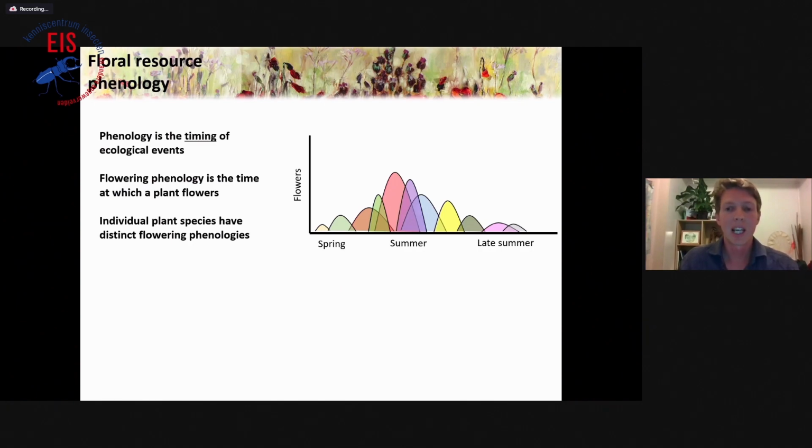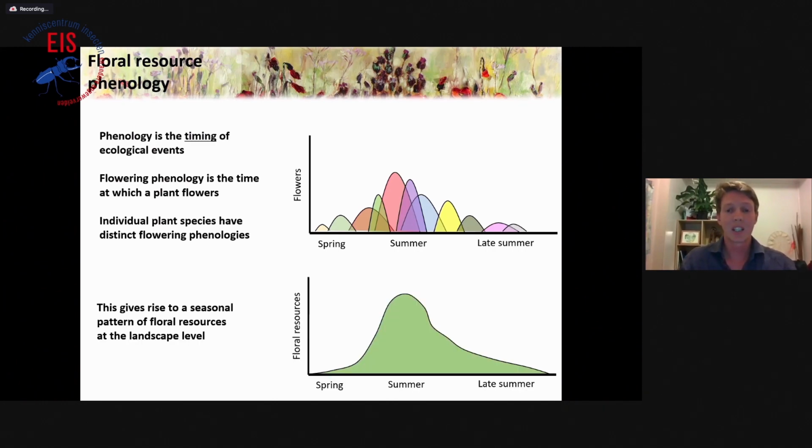This may be early, it may be late, it may flower for a very short period of time and produce lots of flowers, or it may provide fewer flowers over a longer period of time. So there are lots of different variations in the phenology of each individual plant species. When we sum all of these together at the community level, this gives us a seasonal pattern of floral resources at the landscape level. This is what is relevant to most pollinators, particularly generalist pollinators like bumblebees. This represents their overall stock of food through the year.